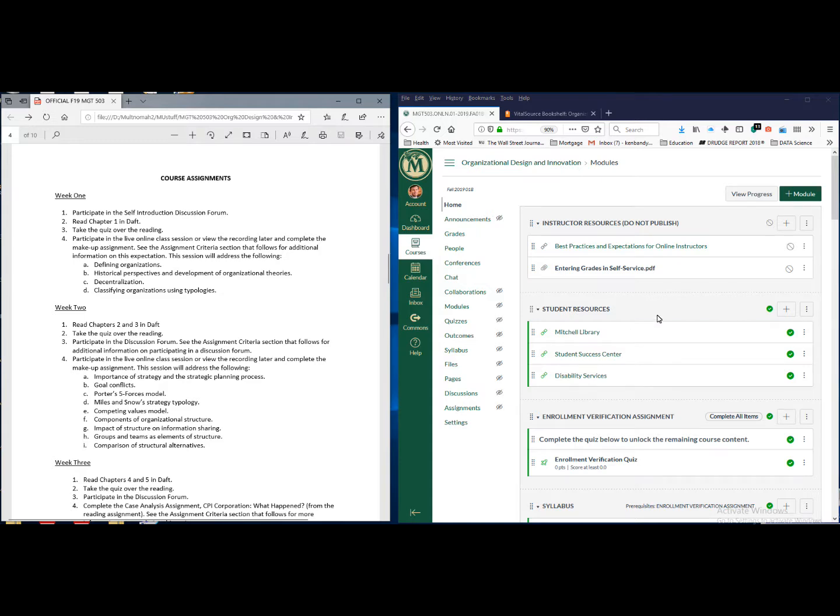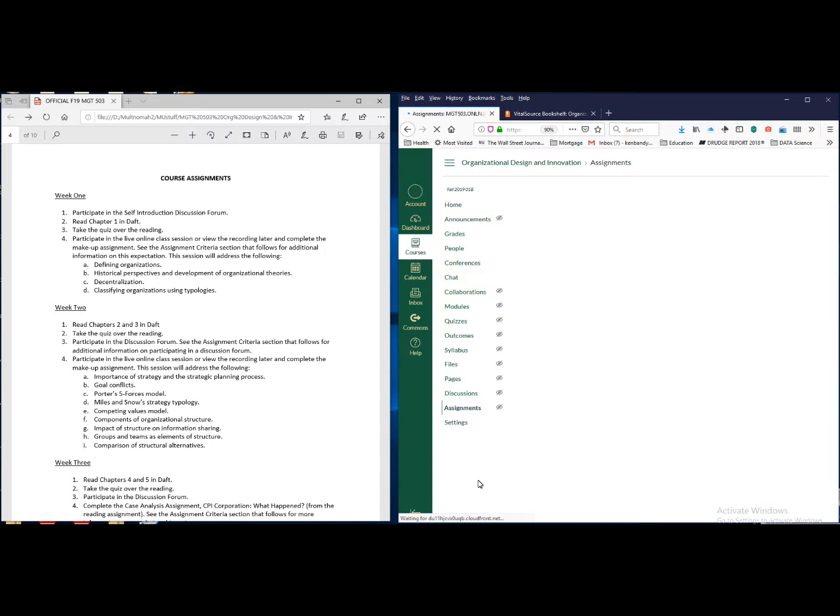And then we go through the assignments. Now, I'm going to click over here on assignments. And my little system is thinking. Slow connection that I have today. Those will pop up in a minute.